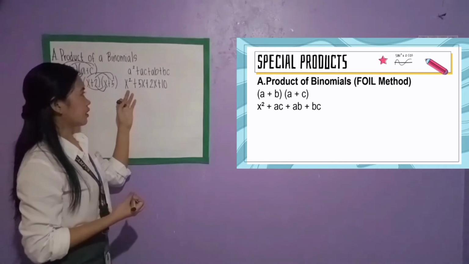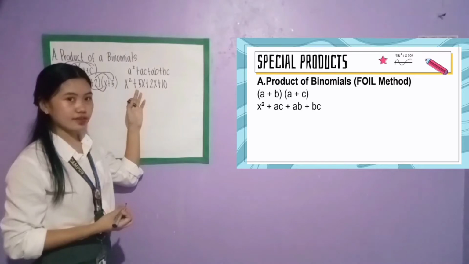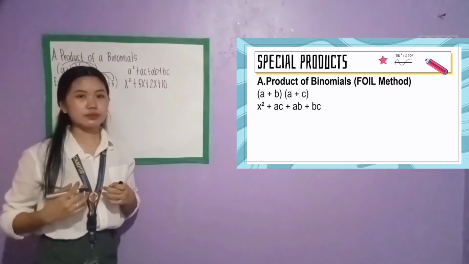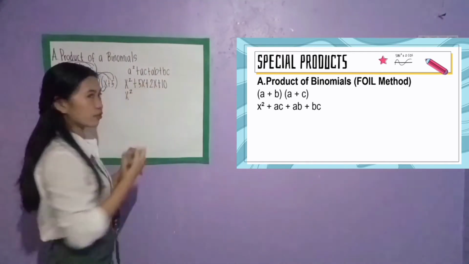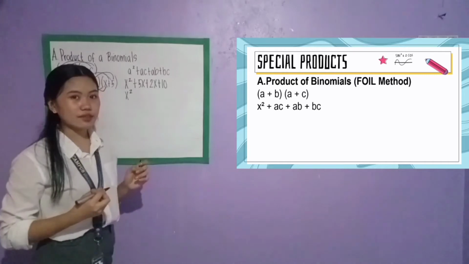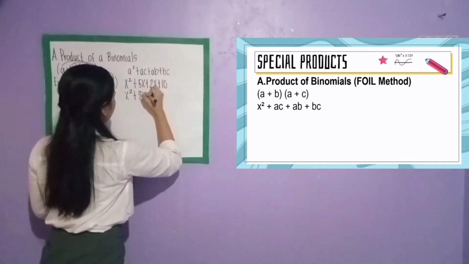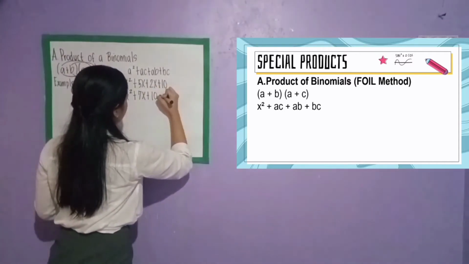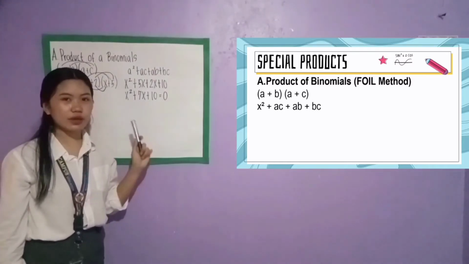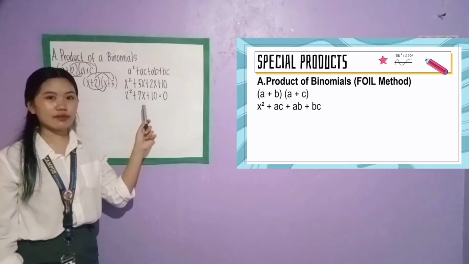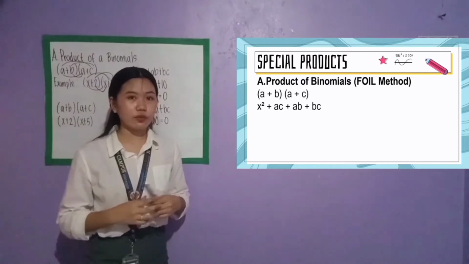Now observe at the center, we still have two terms having the same variable, which is x. So all we need to do is add the similar terms. So the final answer is x squared, 5x plus 2x is equal to, correct, 7x, plus 10. So the final answer is a trinomial, which is x squared plus 7x plus 10. Now, how about for the square of a binomial?